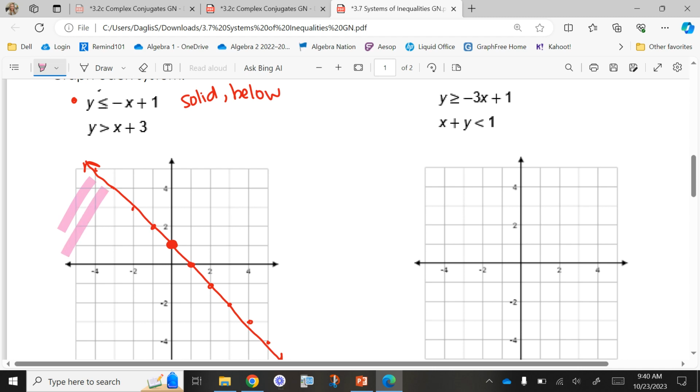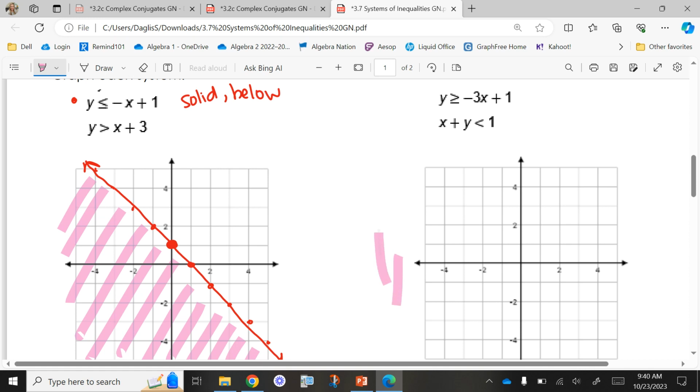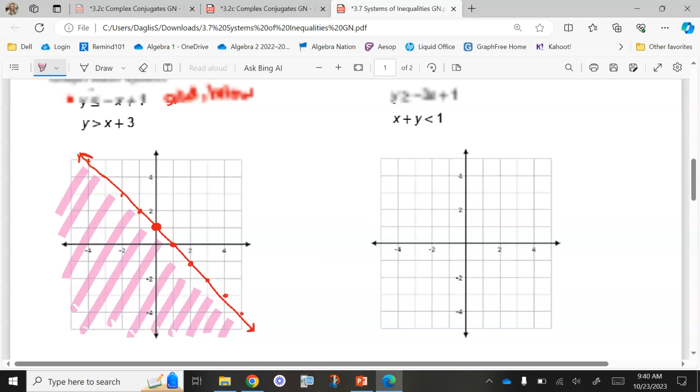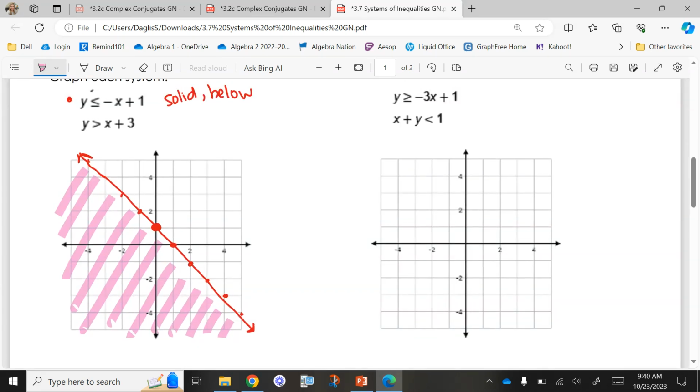So we're going to go under the y-intercept, so down here somewhere. Remember to shade light, because you want to see where the shades cross over each other.